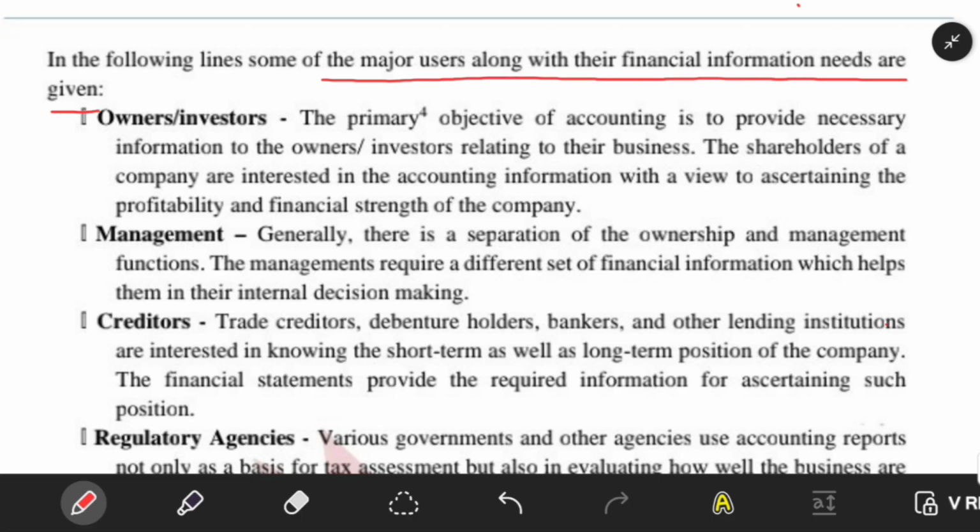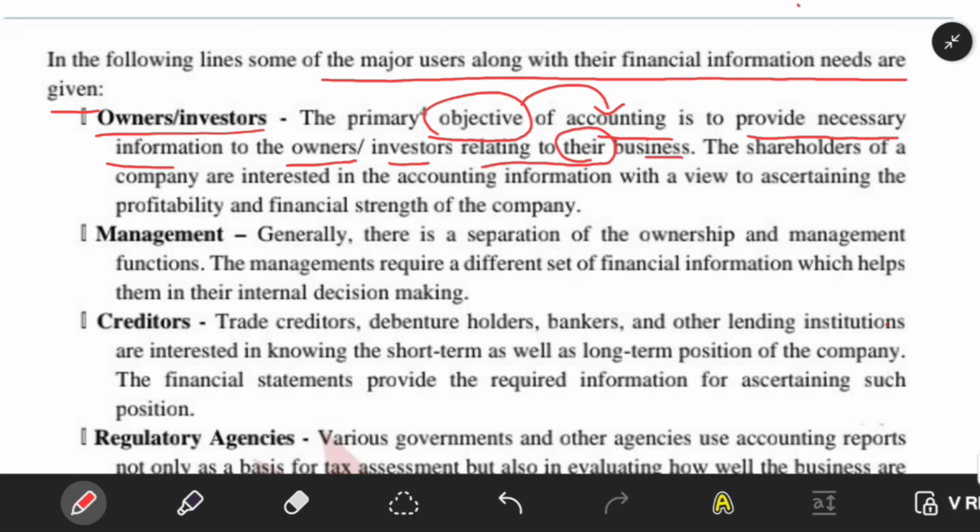The first is owners or investors. Investors are the people who invested money in the company. They are interested in knowing how well the company is performing. They check the accounting reports to see if the business is making profit or loss. The primary objective of accounting is to provide necessary information to owners or investors relating to their business.